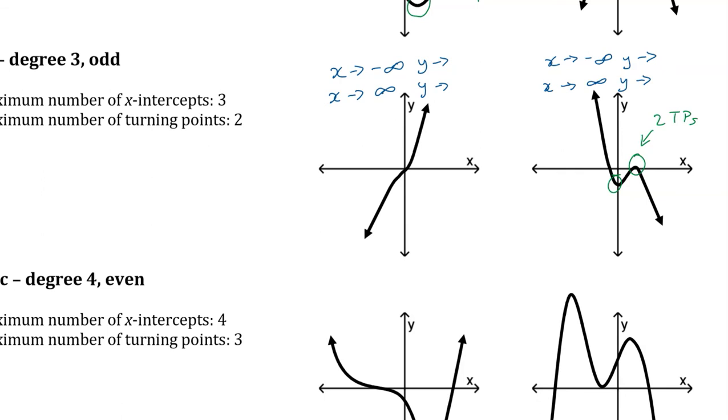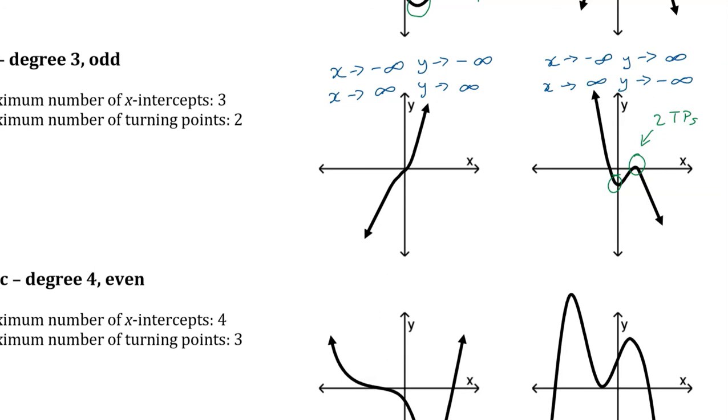In this case, they don't both point the same direction. They point opposite directions. So if this one goes to negative infinity, this one goes to positive infinity. If this one goes to positive infinity, the other one has to go to negative infinity. So that was something you hopefully noticed yourself during the investigation, that for this degree 3, which is an odd degree polynomial function, they're always pointing opposite directions. One's pointing up and one's pointing down.